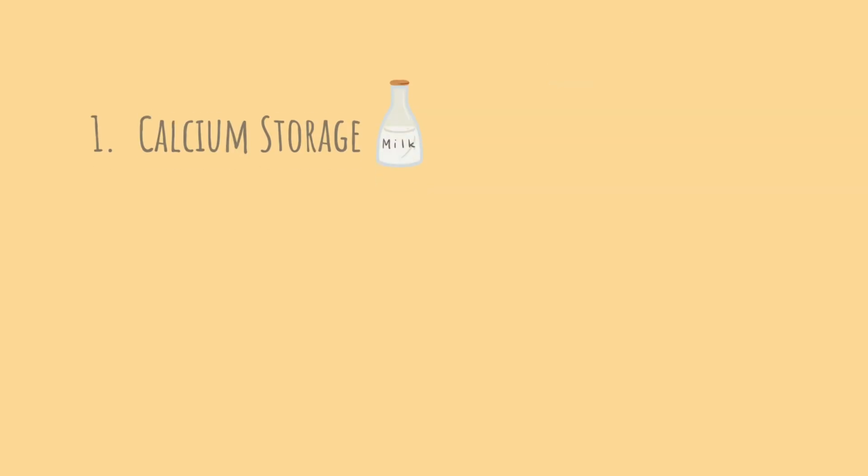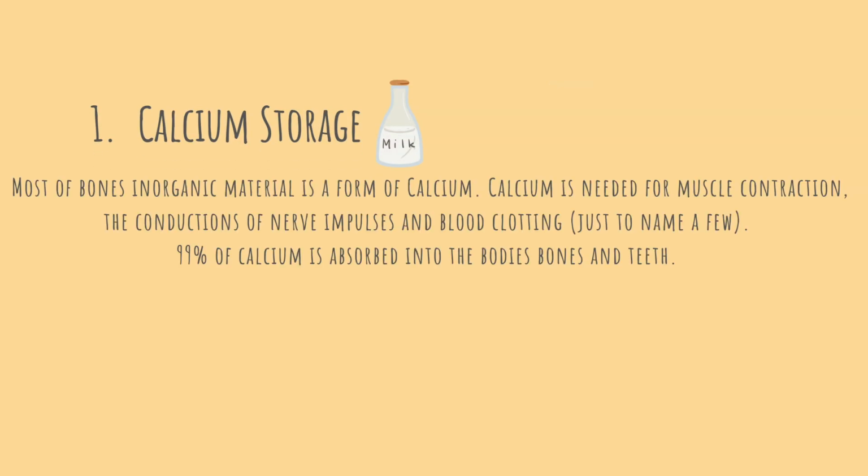Let's talk about calcium storage. Most of the bone material is made of some form of calcium. Calcium is needed for muscle contraction, conduction of nerve impulses, and blood clotting, just to name a few examples. 99% of calcium is stored in the teeth and in the bones. So calcium is always in one of two places. It's either being stored or it's being used, in which case it's going to be circulating in the blood. So there needs to be a balance of calcium in the blood at all times.